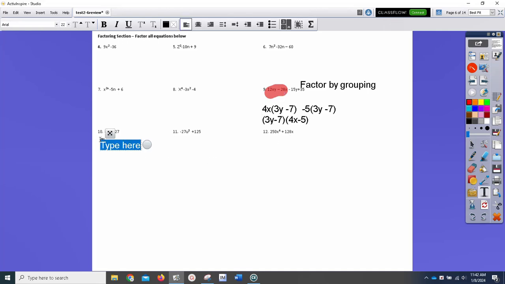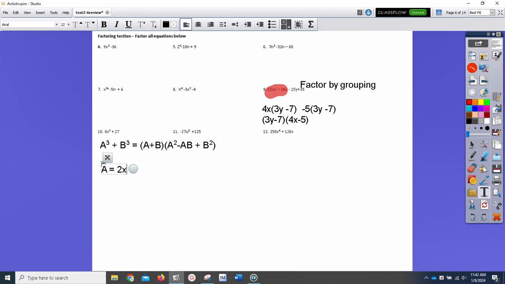Number 10. 10's got one of my favorite patterns. I like this pattern. 10 is the a cubed plus b cubed pattern. Any a cubed plus b cubed in existence factors as a plus b times a squared minus ab plus b squared. You just have to pick out your a's and b's and plug them in.